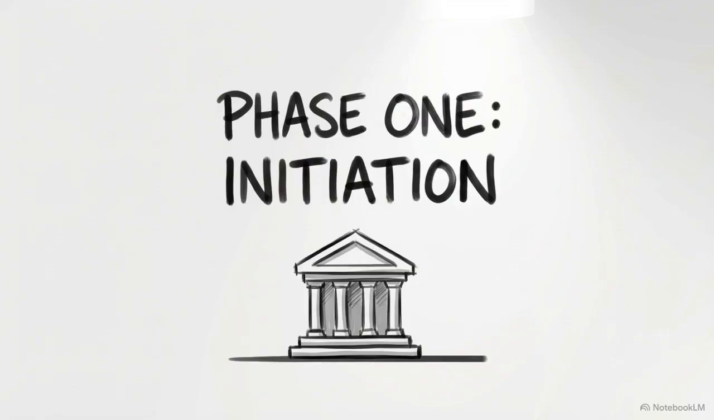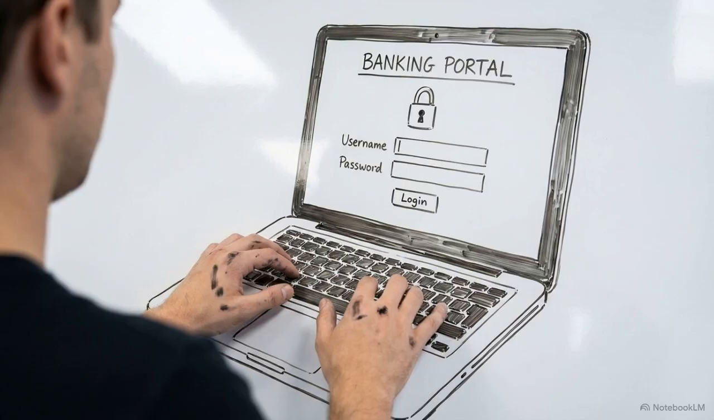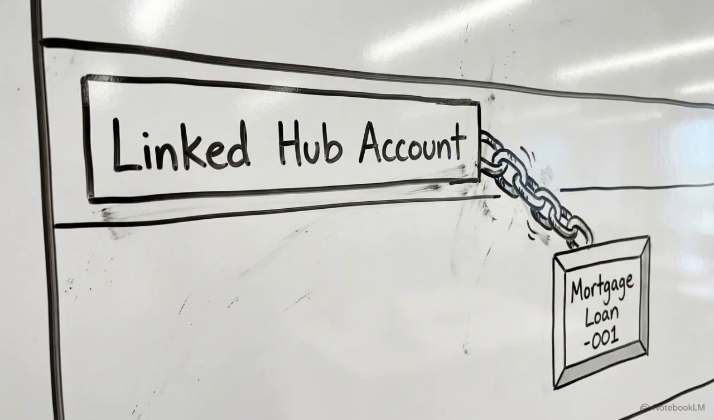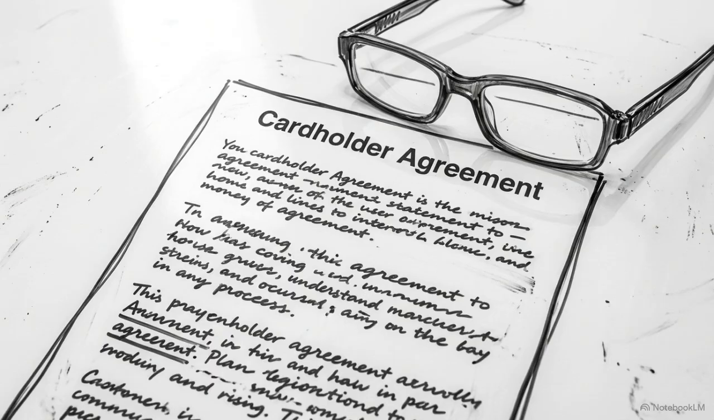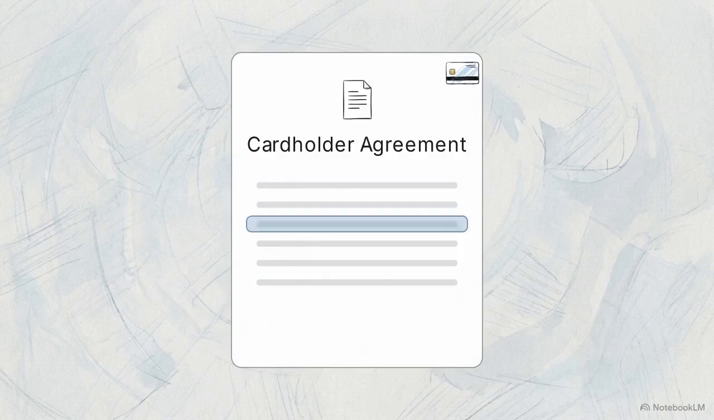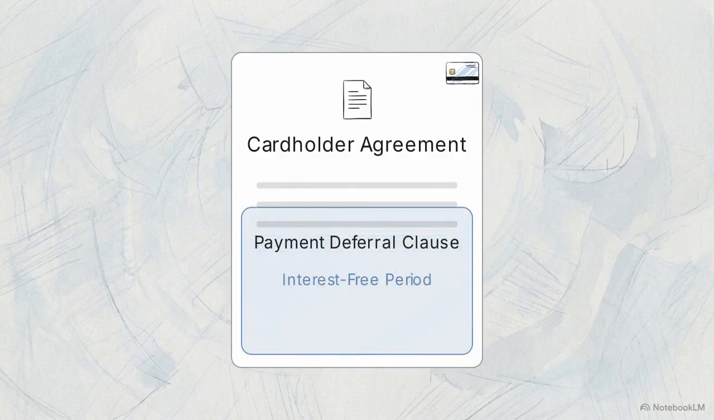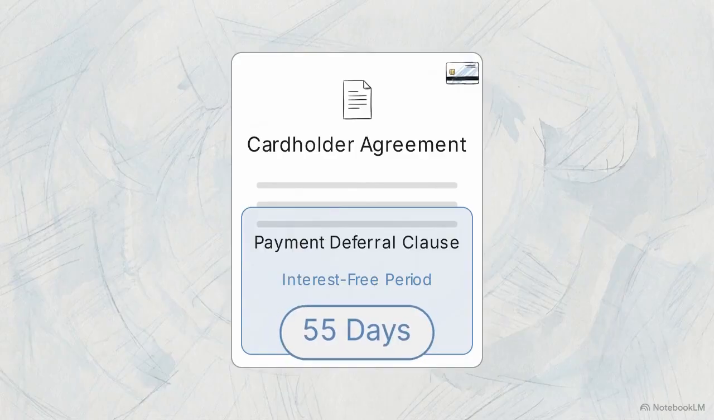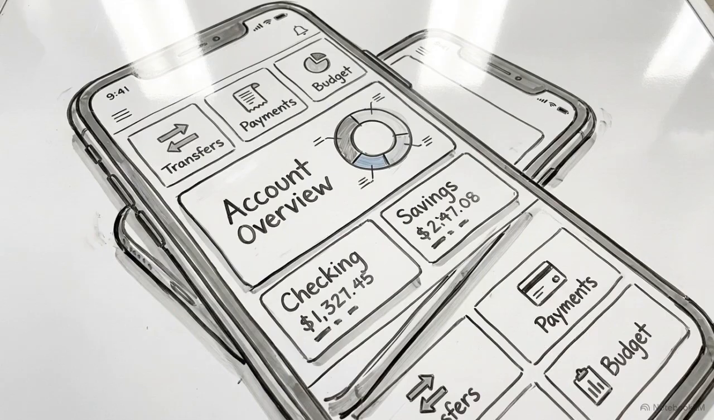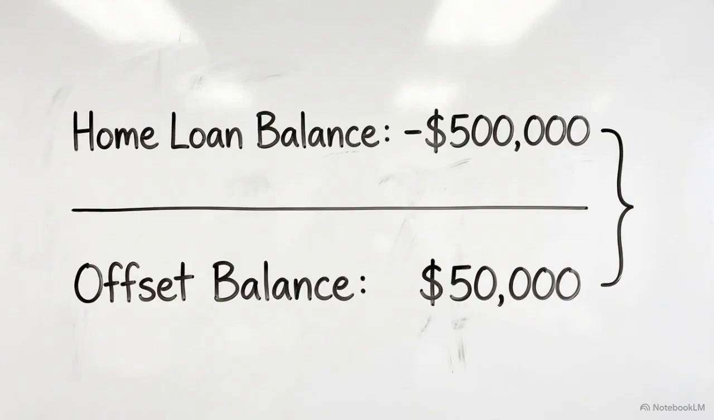Step number 1 is confirming your foundation. Log into your online banking portal and check your daily transaction account. You must verify that it is explicitly classified as a 100% offset account and that it is directly linked to your mortgage. Next, check the terms and conditions of your credit card. You are looking for a feature called an interest-free period. This allows you to defer payments for up to 55 days without penalty. To confirm your setup is active, look at your banking interface. You should see your offset account balance listed directly alongside your home loan balance on the same screen.